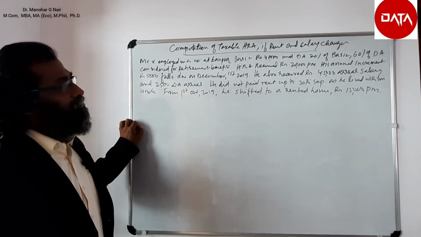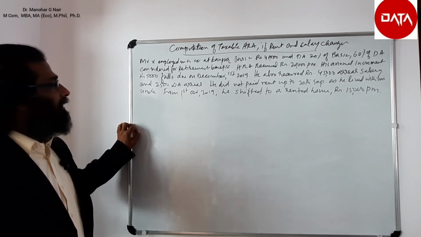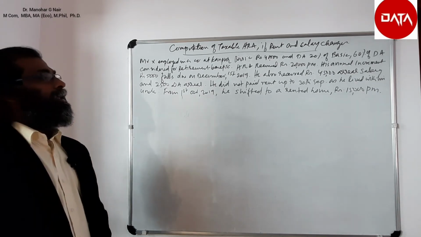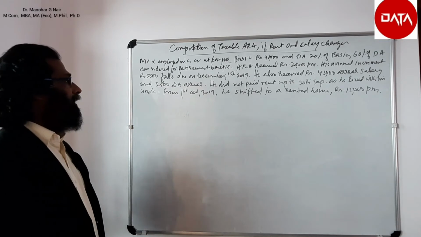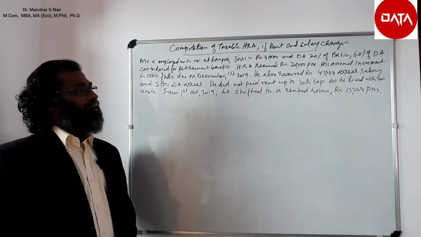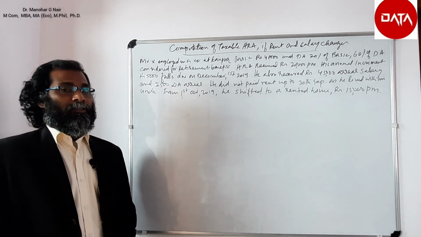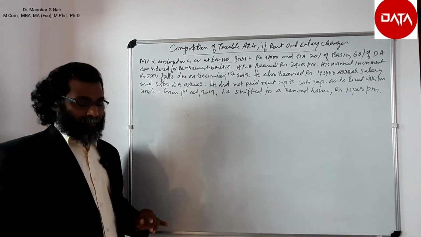He also receives rupees 45,000 for arrear salary and rupees 2,500 for DA arrear. He did not pay rent up to 30th September as he lived with his uncle. From 1st October 2019, he shifted to a rented house and paid rupees 15,000 per month. So, in this case, there are three situations.